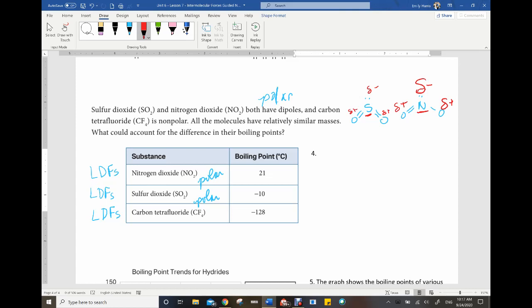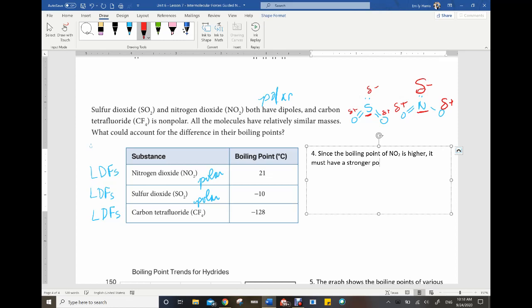So what that means is that the molecule with sulfur must have weaker dipole-dipole forces than the molecule with the nitrogen. So what we can tell from this is that since the boiling point of NO2 is higher, it must have a stronger polarity, resulting in stronger dipole-dipole forces. All right.